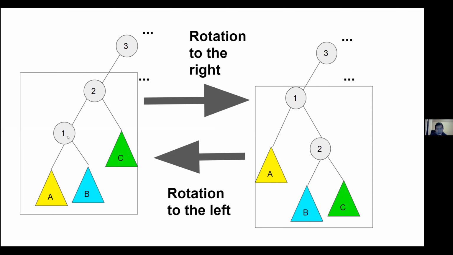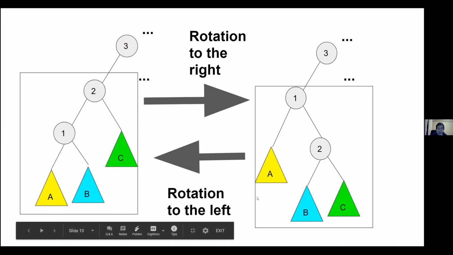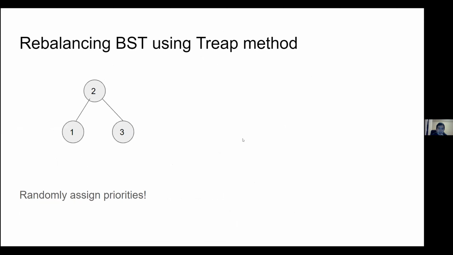When we go from the left to the right, we call it rotating to the right, because it's like we turn this bar to the right, and the backward transformation is called a rotation to the left. This is the concept of tree rotations, and it is important because we can use rotation to rebalance a regular BST into a treap.